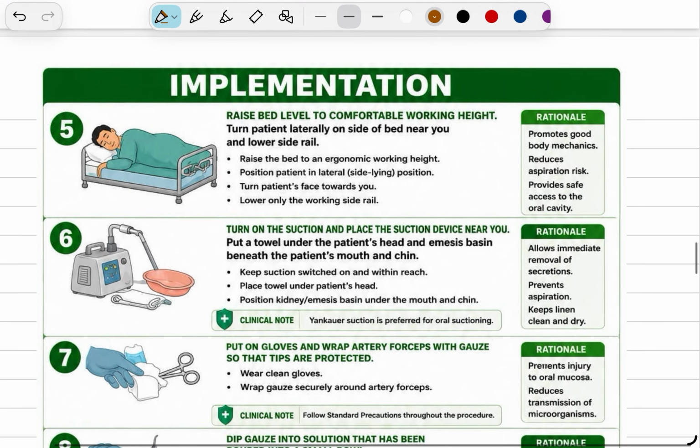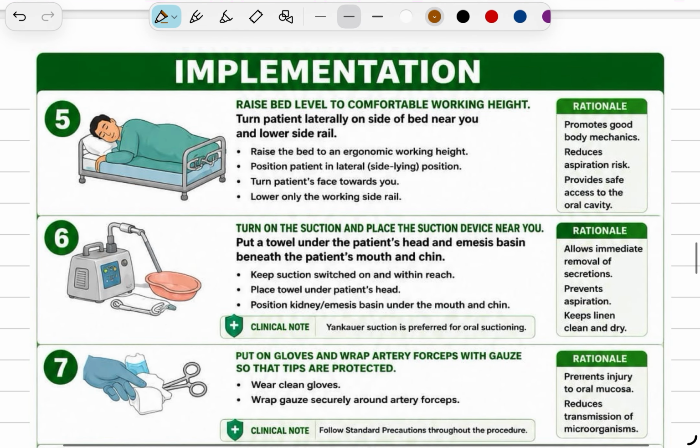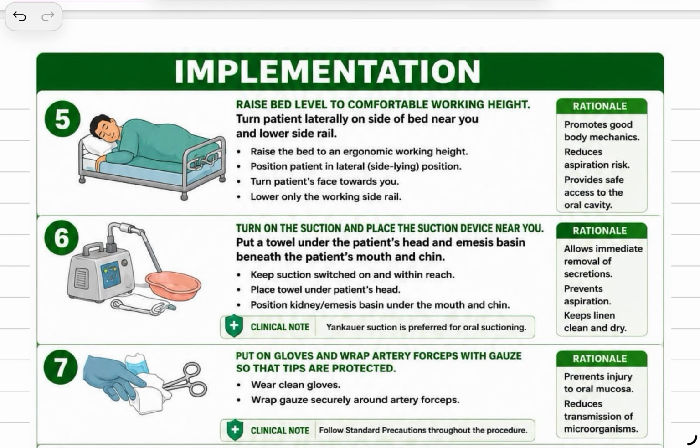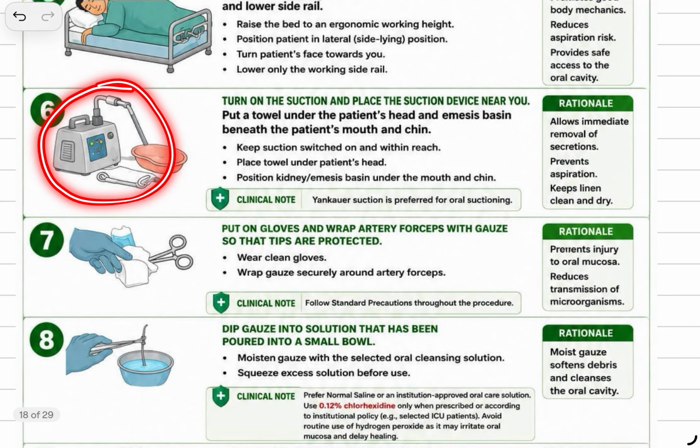Implementation. In the implementation, there will be only 10 steps. What do we have to give in the implementation? We need to remove the side rest only at one side, and raise the head of the bed 30 to 45 degrees as we said. Next, the sixth one, we need to place the suctioning machine beside the bed when you are giving the oral care.